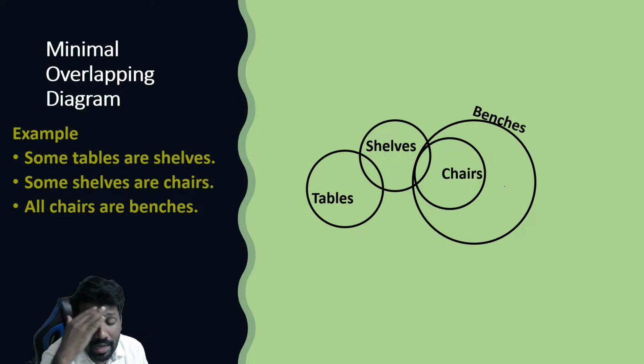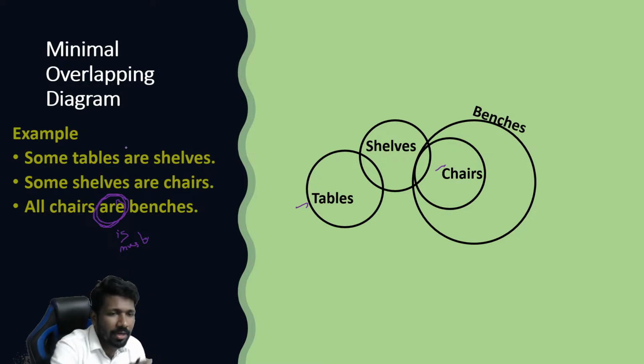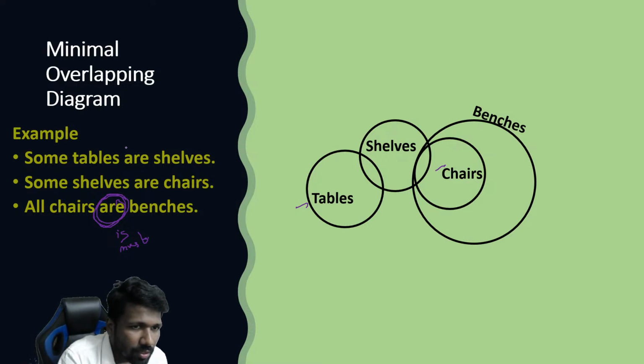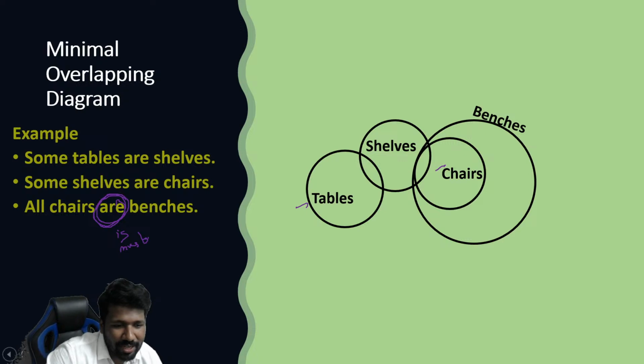As I told, most of the time they will ask conclusions also with the copula are. When the copula is are or is or must be, those kinds of words, a minimal overlapping diagram is enough to solve it. Because if it is true in the minimal overlapping diagram, it should be true in other cases also, because bare minimum this much intersection only is there. If you are not understanding it, I will tell you with this example.